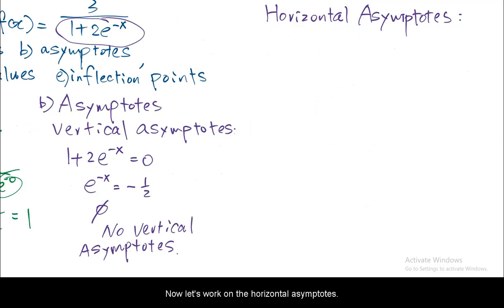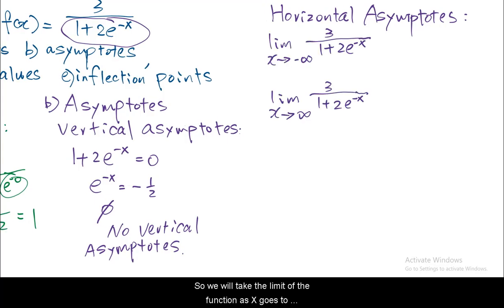Now let's work on the horizontal asymptotes. We'll take the limit of the function as x goes to negative infinity and as x goes to infinity. First, when x goes to negative infinity, negative x will go to infinity, and e to the negative x will also go to infinity. That means the whole denominator will go to infinity, so the whole function goes to 0 as x goes to negative infinity.